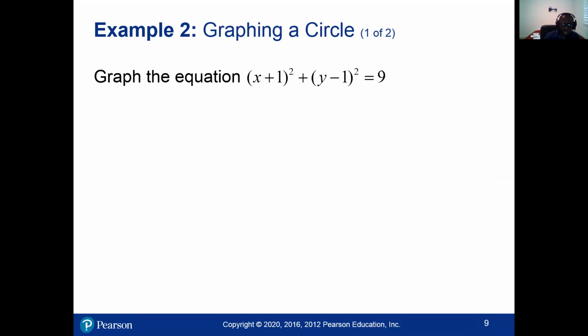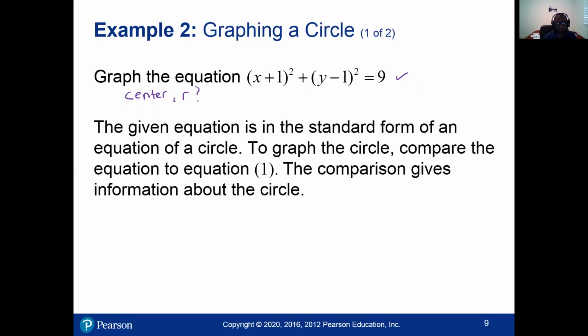All right. So here you are given the equation of a circle in the standard form. They want us to graph this. Now we can graph if we know the center and also the radius. So if we don't know the radius and center, we cannot graph the circle. So therefore our goal is to find the center and the radius. Okay, so given the equation, to graph, we want to compare this to the standard form and find the center and then the radius.